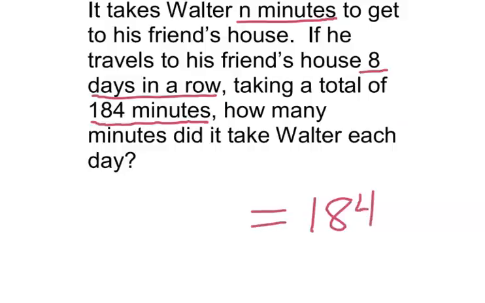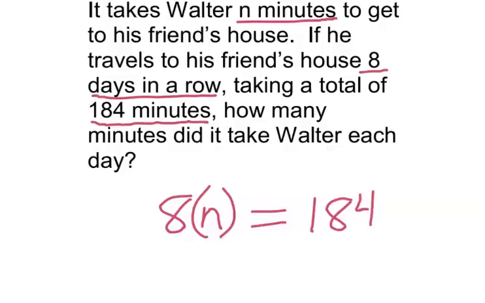Then we know that he travels to his friend's house 8 times, and each time it takes n minutes. So that's really all we have to do. We have 8, which is the number of days he traveled, times n minutes. So the number of minutes times 8 is going to equal 184. That's really all we have to do for this one.